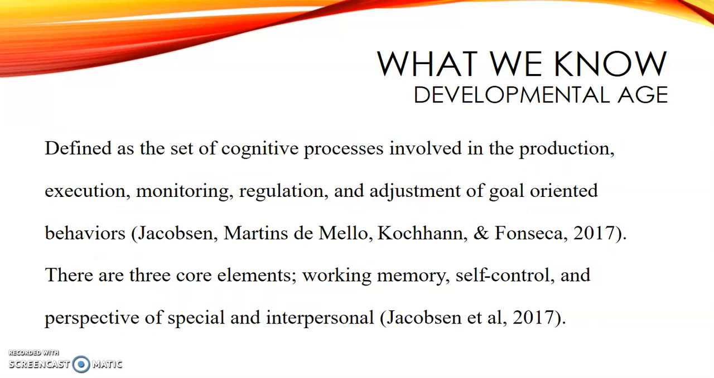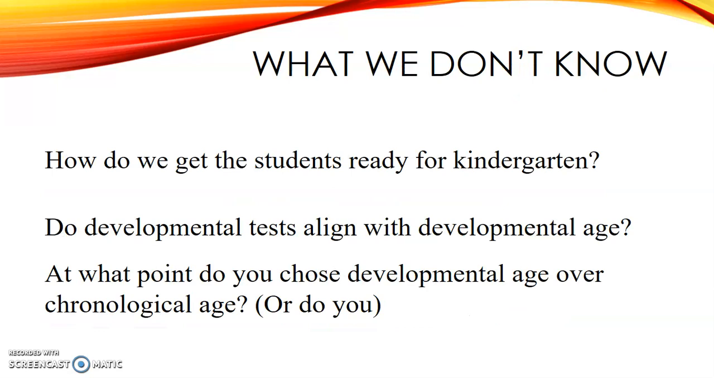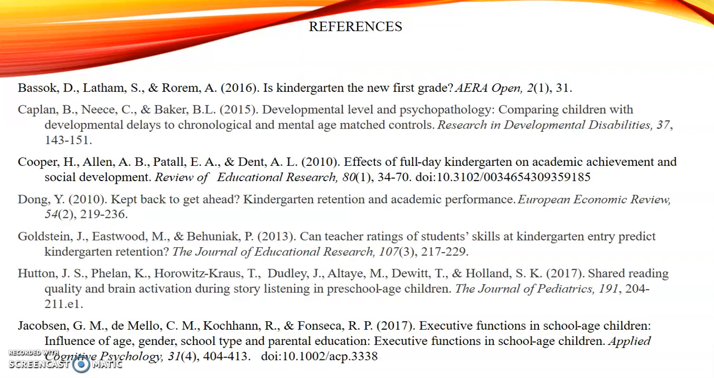Developmental age is a set of cognitive processes involving production of execution, monitoring, regulation, and adjustment of goal-oriented behaviors. That is by Jacobs, Martins, and Francesca. There are 3 core elements: working memory, self-control, and perspective of spatial and interpersonal. What we don't know: How do we get students ready for kindergarten? Do developmental tests align with developmental age? At what point do you choose developmental age over chronological age, or do you? Those are some of the questions that I hope to dive in deeper and explain and figure out.